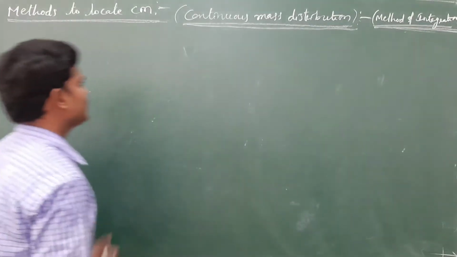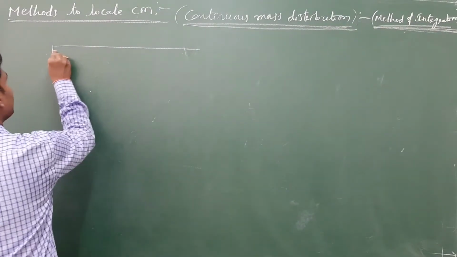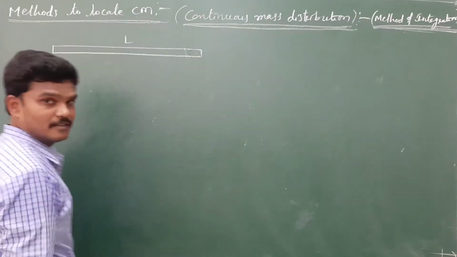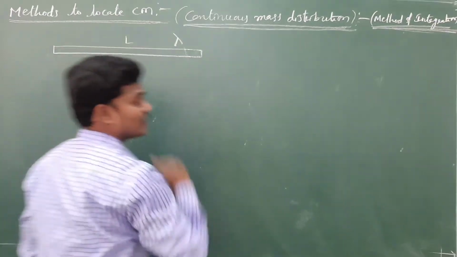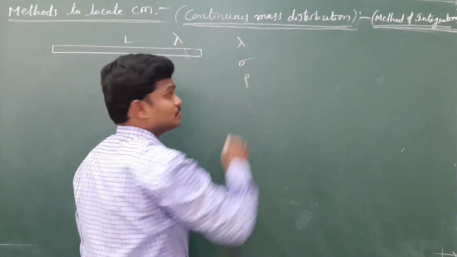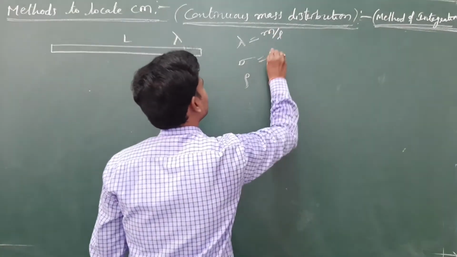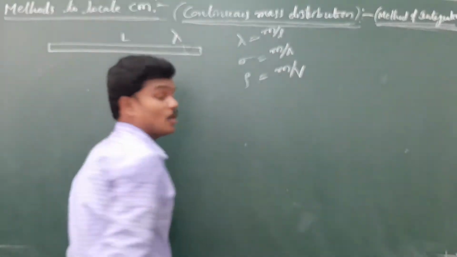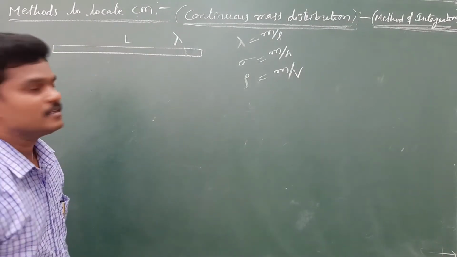Now let us suppose they are given a rod of length L, and the linear mass density is given as lambda. I think you remember lambda, sigma, rho. Lambda is linear mass, nothing but mass by length, and sigma is mass by area, rho is mass by volume. So this is a linear object, and lambda is given.